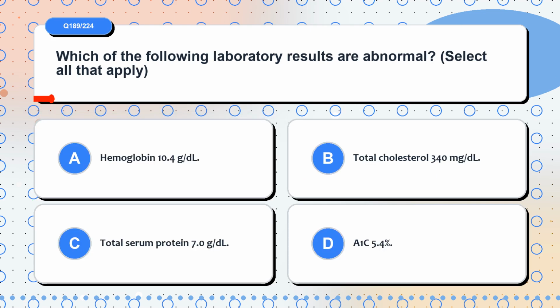Question 189. Which of the following laboratory results are abnormal? Select all that apply. Here are the options. Option A. Hemoglobin 10.4 g/dL. Option B. Total cholesterol 340 mg/dL. Option C. Total serum protein 7.0 g/dL. Option D. A1C 5.4%.